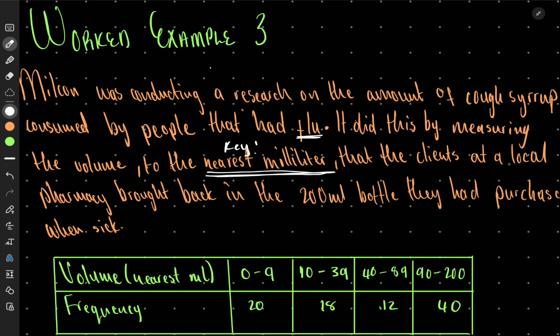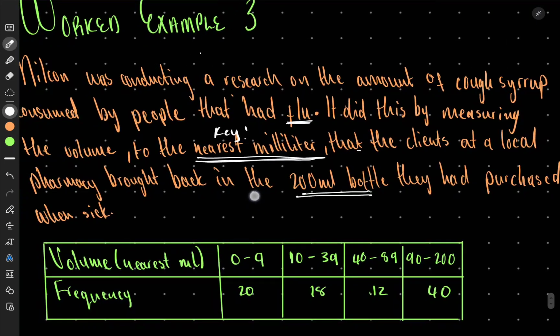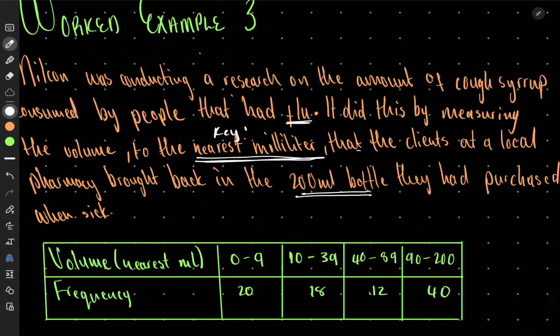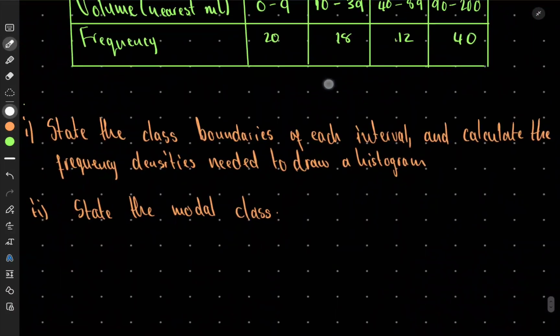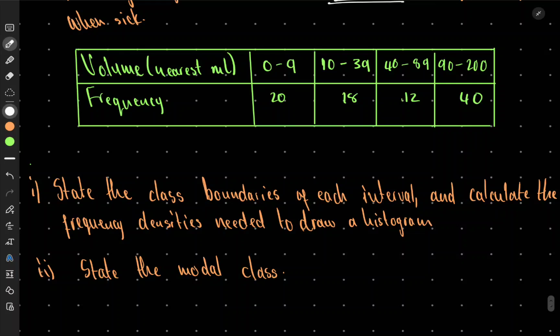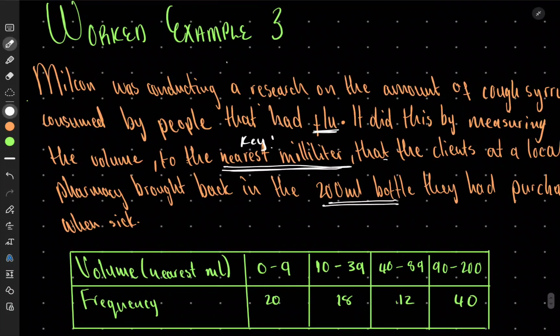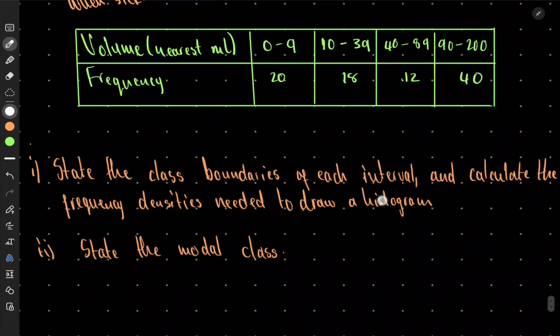Now, the clients at a local pharmacy. So it did this by measuring the volume to the nearest millimeter that the clients at a local pharmacy brought back in the 200 millimeter bottle they had purchased when sick. I just read the question, but I didn't have to. We can just go to the questions and see what they want, and then go back here and look if there is anything important that could help us answer the questions that they've asked.